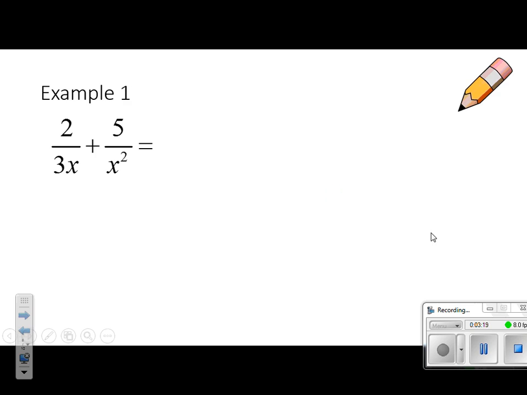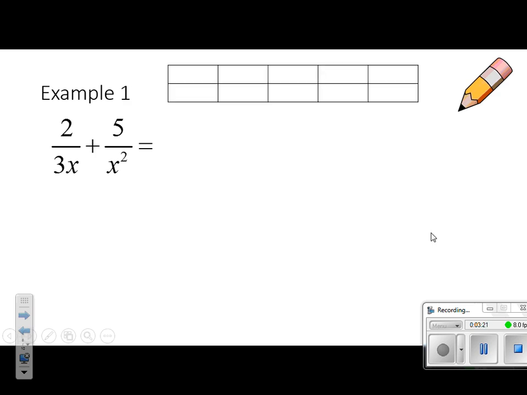Okay, so let's do example number 1. I made this little handy dandy table. It makes things a little bit easier and more organized. All right, fraction number 1. All the factors of 3 and x. Well, that means 3 times x. So 3 is a factor and x is a factor. Okay, fraction number 2. All the factors of x squared. Well, x squared is just x squared. Okay, and I put it underneath the same thing, same factors go in the same columns.